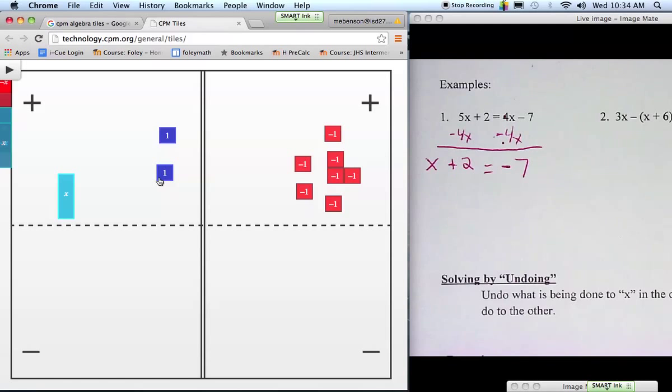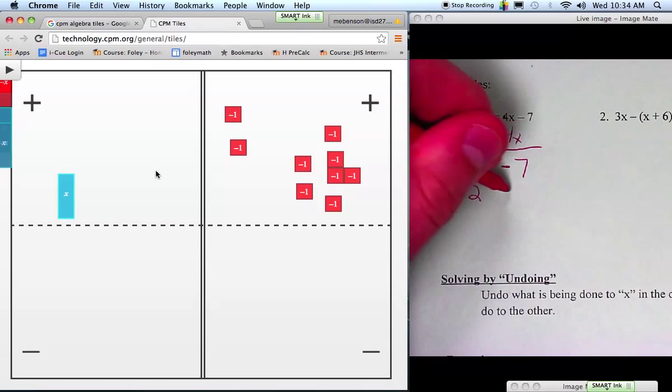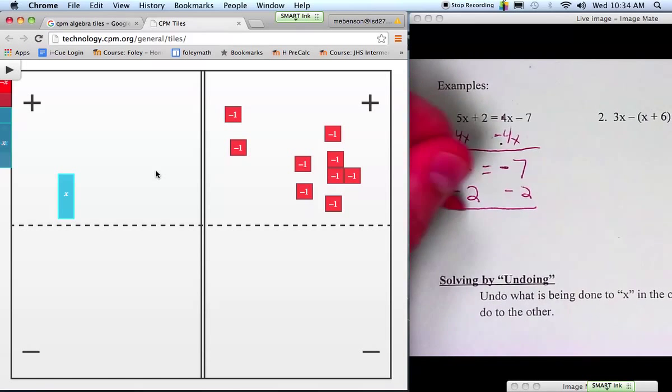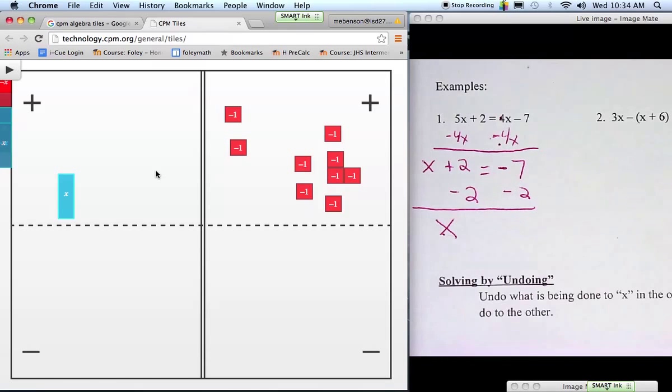The numbers are always going to move the opposite direction that the x's move. So I moved the x's from right to left, and I'm going to move the numbers from left to right. When I move them, they flip. And so I'm now recording that I'm moving minus 2 to both sides. Right? What happens on the left? Well, on the left, all that's left is the x. The minus 2 canceled out the plus 2.